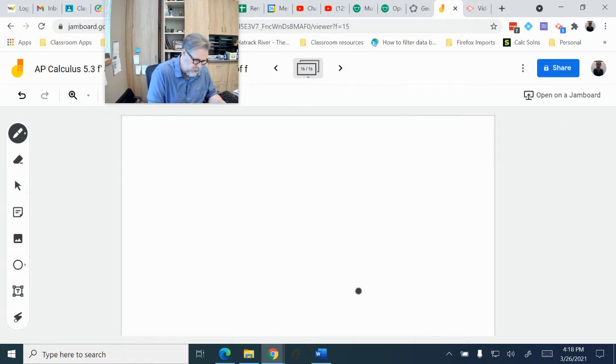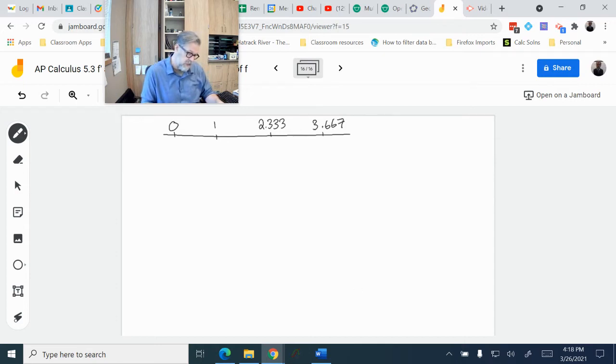I'm going to draw my chart on the next page just so that I have room to work and analyze. We know that time starts at 0. We know that something happens at 1. We know that something happens at 2.333 or 2 1/3. And we know that something happens at 3.667 or 3 2/3. It really doesn't matter whether you draw that to scale, so I've just got all my interesting points equally spaced.